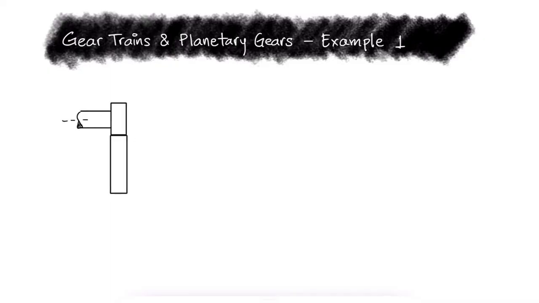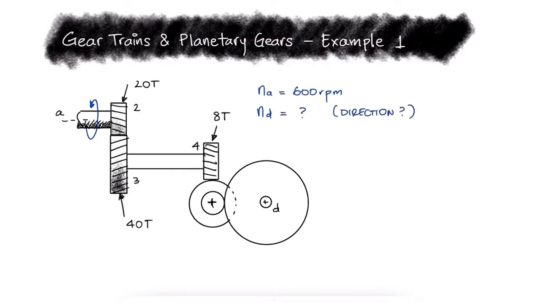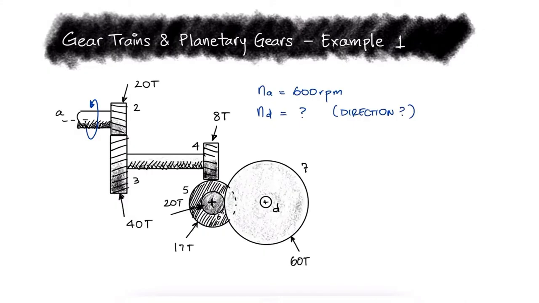Shaft A is rotating at 600 revolutions per minute in the direction shown. What is the speed and direction of rotation of shaft D, and what are the input and output torques if shaft A is fed with 1000 watts and the system has 100% efficiency? This is the first example for the Gear Trains and Planetary Gears main video, link below.